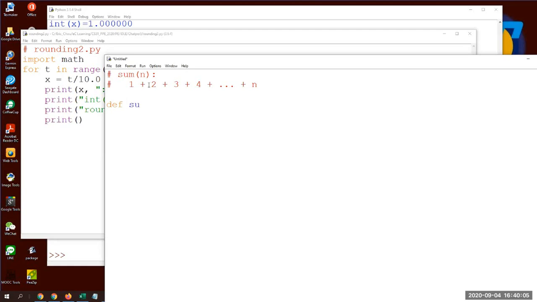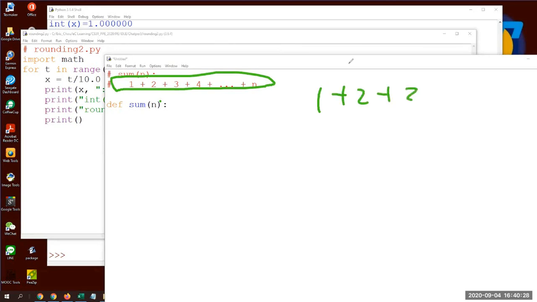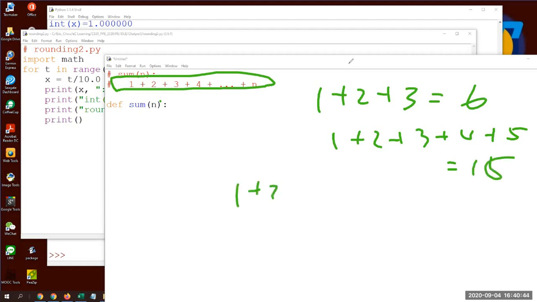So how can I design this function so that it will take the sum from 1 to n? Helen, how can I do this one? Given an n, I'm going to calculate these things, 1 to n. Helen, 1 plus 2 plus 3 equals how much? 6. 1 plus 2 plus 3 plus 4 plus 5 equals how much? 15. Then 1 plus 2 plus 3 plus 4 up to n equals how much? If you know n, how can you write this down?